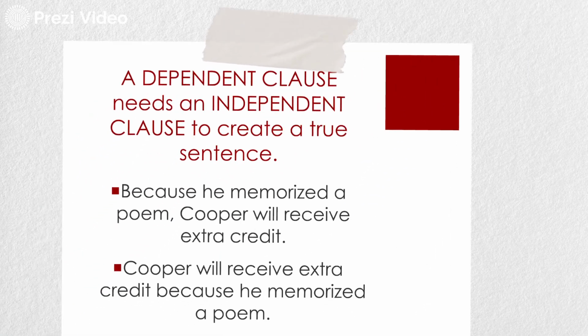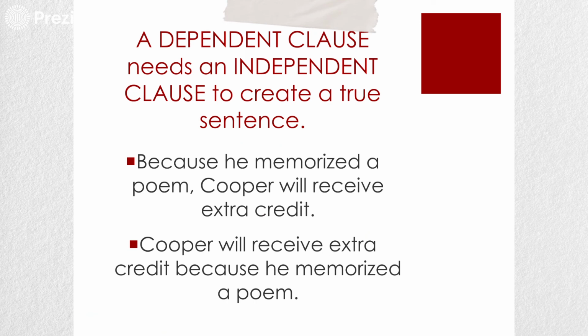So let's take a look at that. A dependent clause needs an independent clause to create a true sentence. So again, if I take that example, "because he memorized a poem," I have the subordinate word because in front of my thought of he memorized a poem. So it can't be a sentence on its own unless I add more detail. So I add an independent clause. In this case, Cooper will receive extra credit.